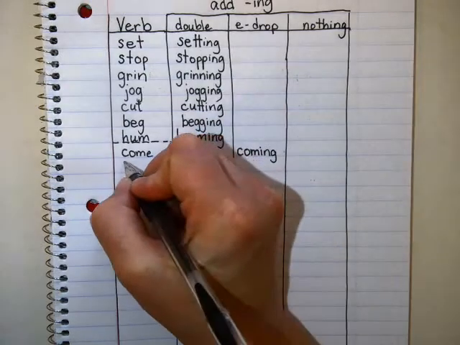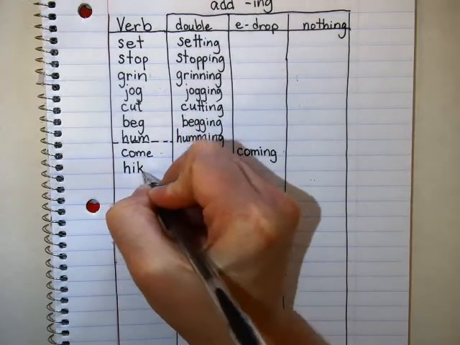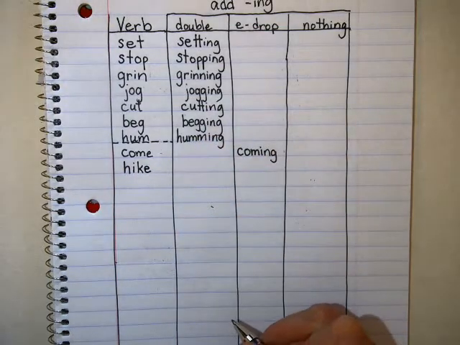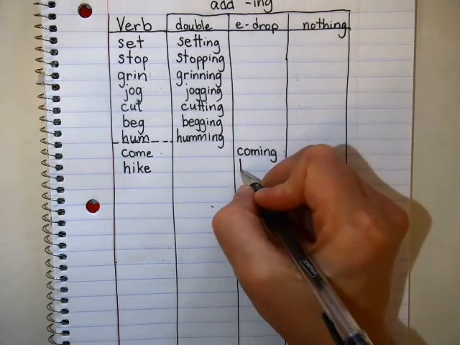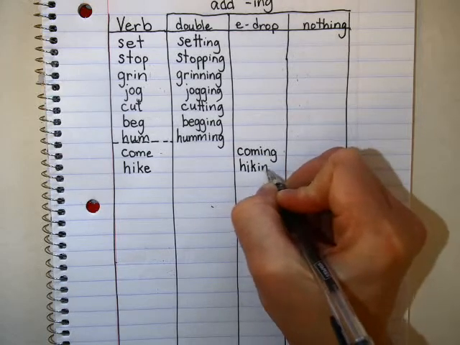Hike. And the verb is H-I-K-E. Hike. Okay, so that's also going to be an E drop. It ends in an E, we're just going to drop the E and add an ing. H-I-K-I-N-G. Hiking.